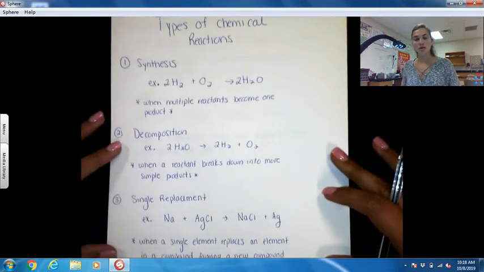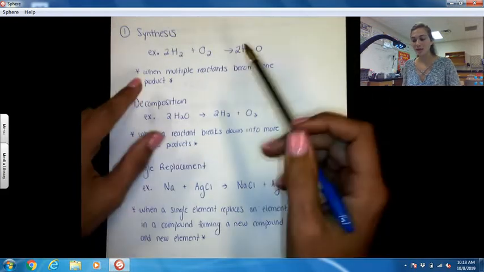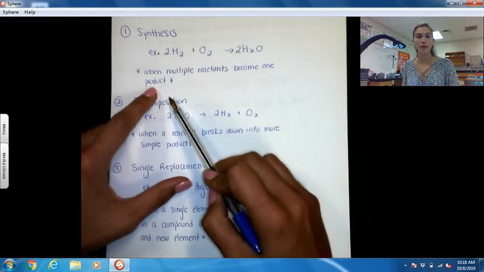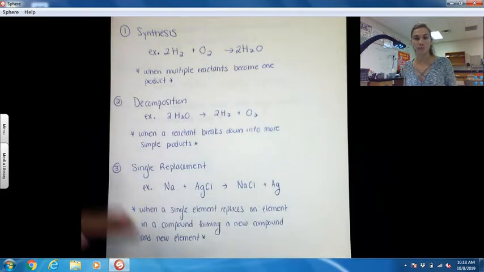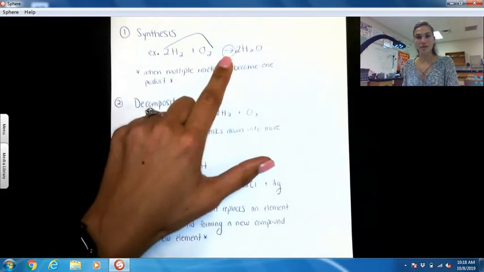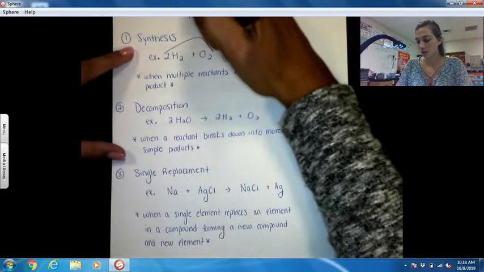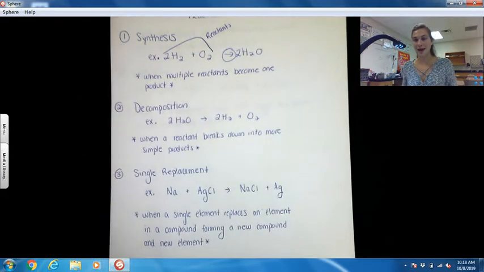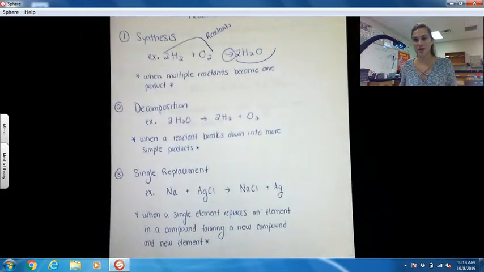So the first type of chemical reaction we're going to talk about is a synthesis reaction. A synthesis reaction is when you have multiple reactants and they become one product. So you have to realize first where your reactants are and where your products are. Everything on the left side of this reaction arrow, a reaction arrow will be in every single reaction, these are our reactants. They are the things that react in our reaction. Everything to the right-hand side of our reaction arrow are our products.